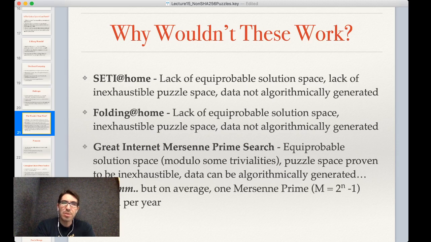The Great Internet Mersenne Prime Search. So this actually looks interesting at first. We have, modulo some trivialities on where we already know that Mersenne primes have been found, Mersenne primes are just a prime of the form 2^n - 1. The puzzle space has actually been proven to be inexhaustible. So we know there are an infinite number of Mersenne primes. And data can obviously be algorithmically generated. This is just people trying out different numbers. But the problem is one Mersenne prime on average is found per year. So here we seem to have run into a wall. I think it's okay to have variable time, but I think 1 year between blocks might be a little much.